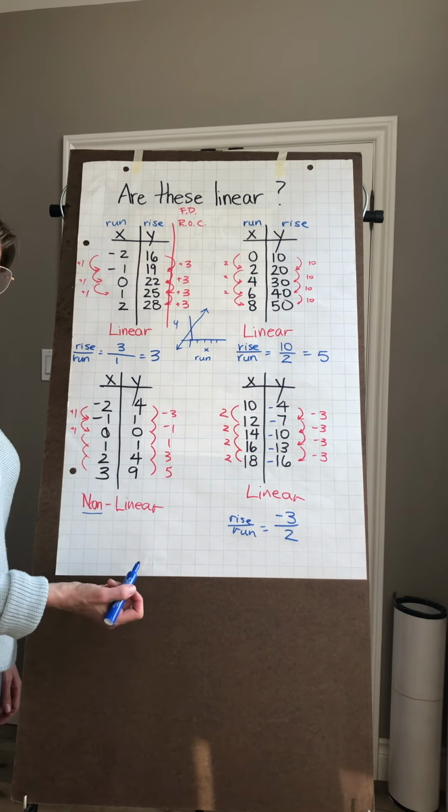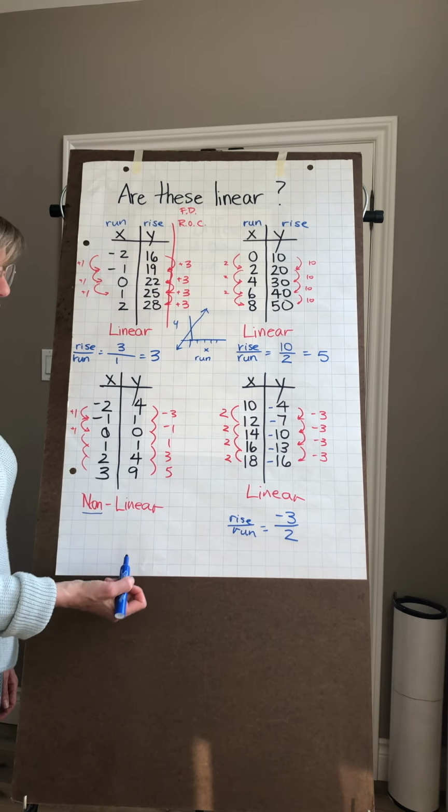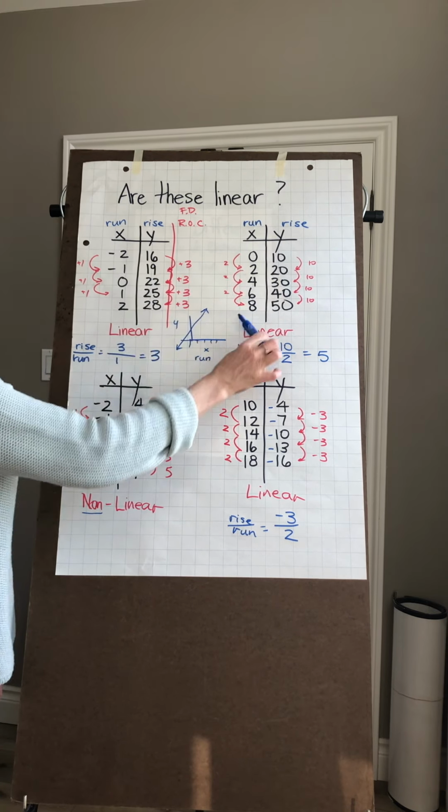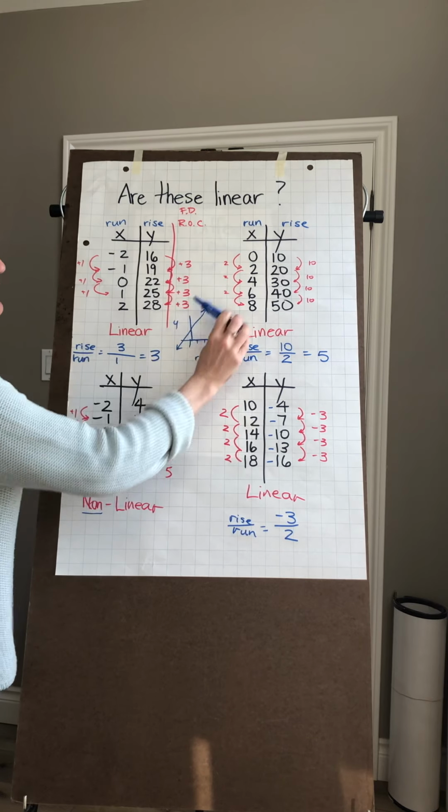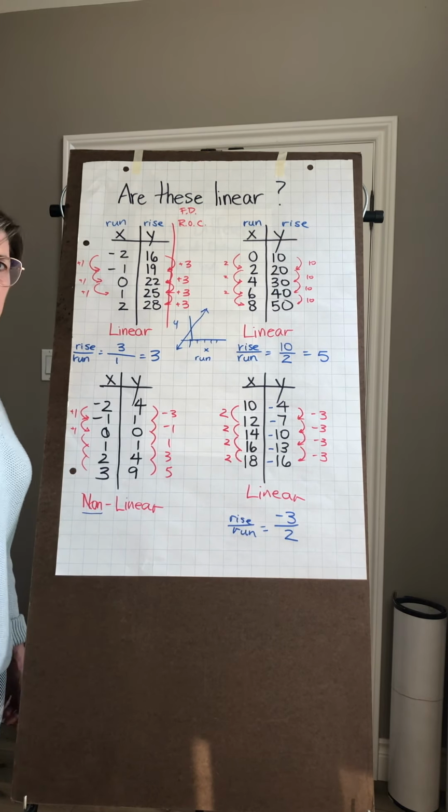Okay? So I'm going to assign some homework questions out of the textbook, but really all you're going to do is check that these are going up by the same amount each time, and therefore if it's linear or not.